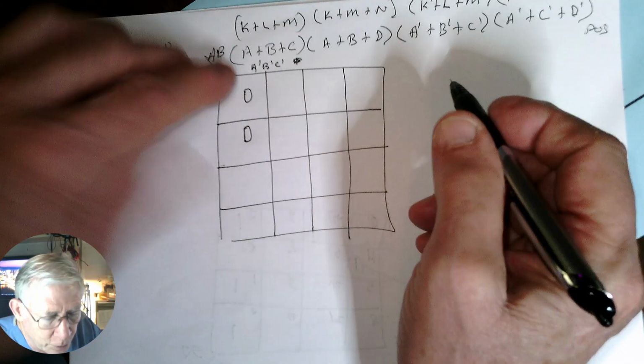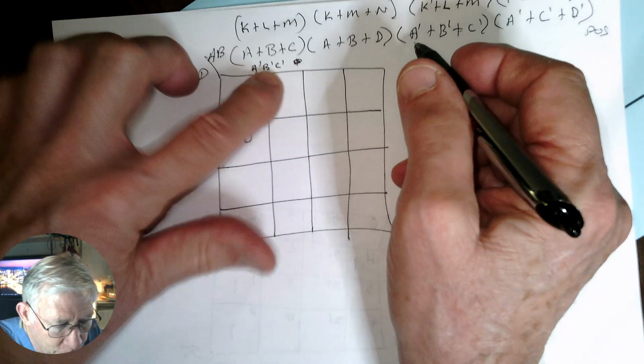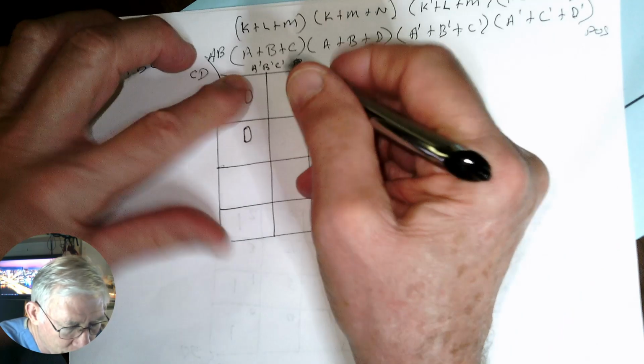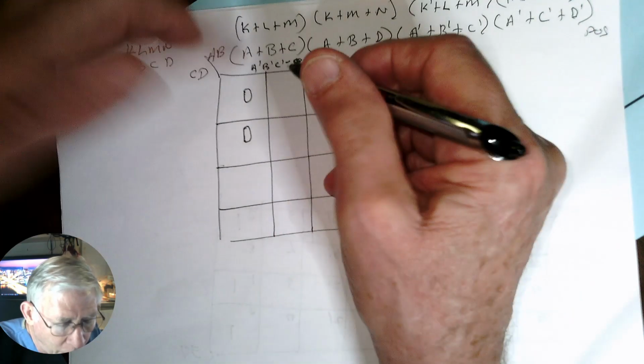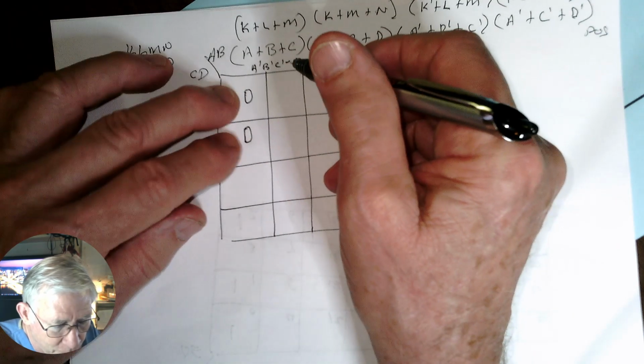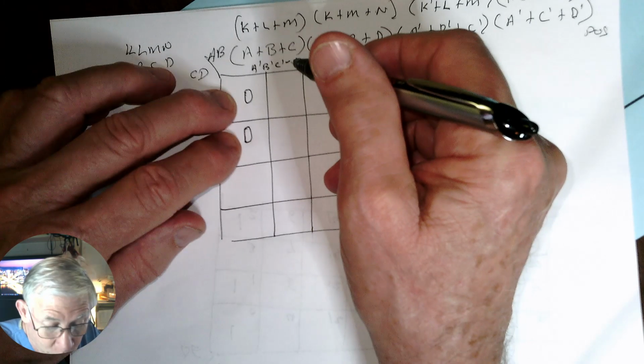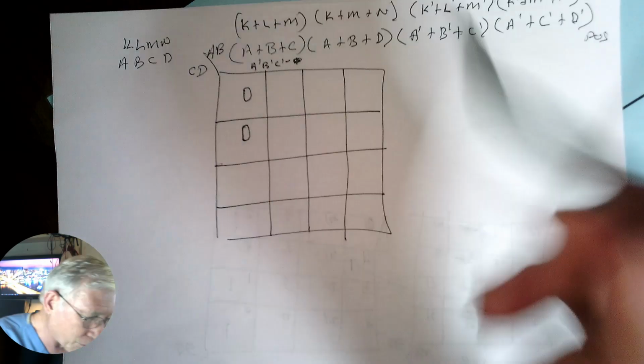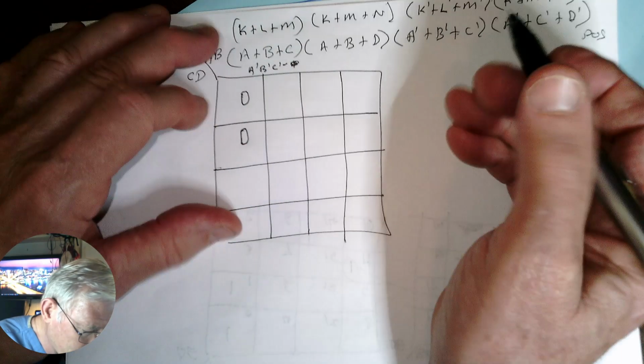When I convert from the POS to the SOP form, from the max term to the min term, I know I can plot it as if it were a min term, and I would plot ones if it really were a min term, but it's not. It's a max term, so I'm plotting zeros. It just helps me do it without making mistakes. You don't have to do it this way.